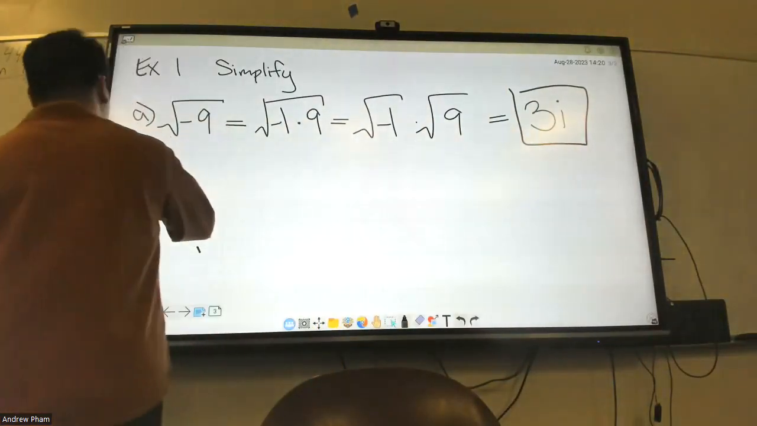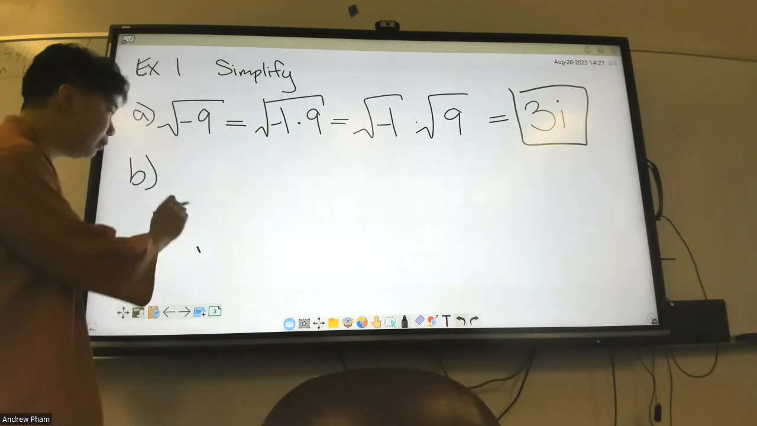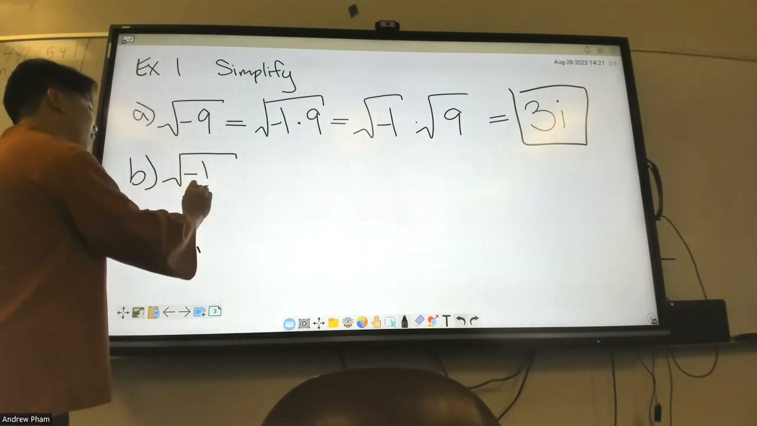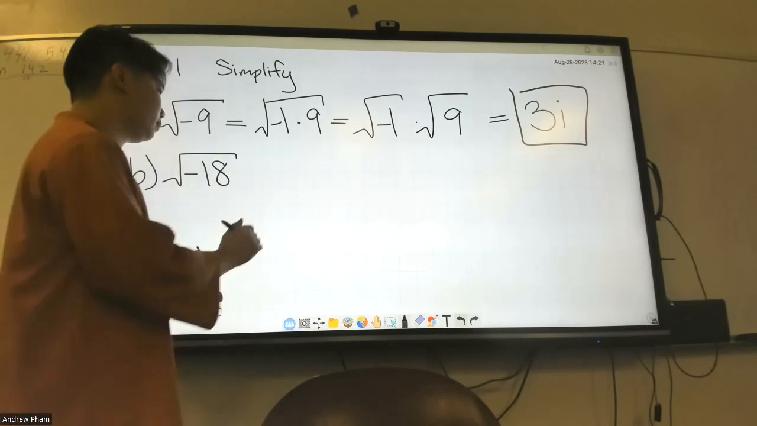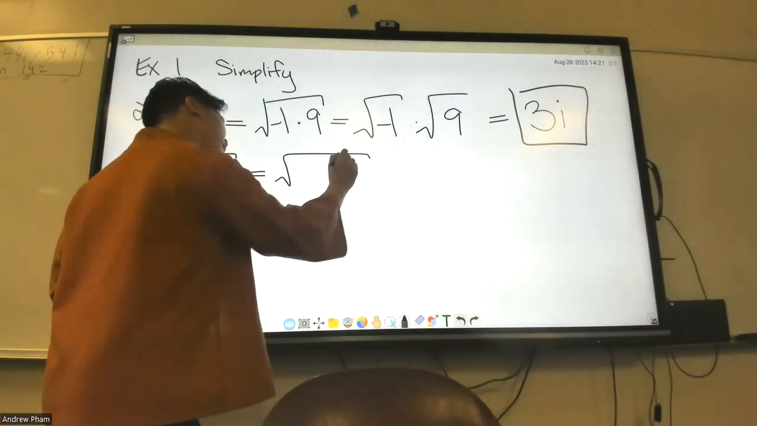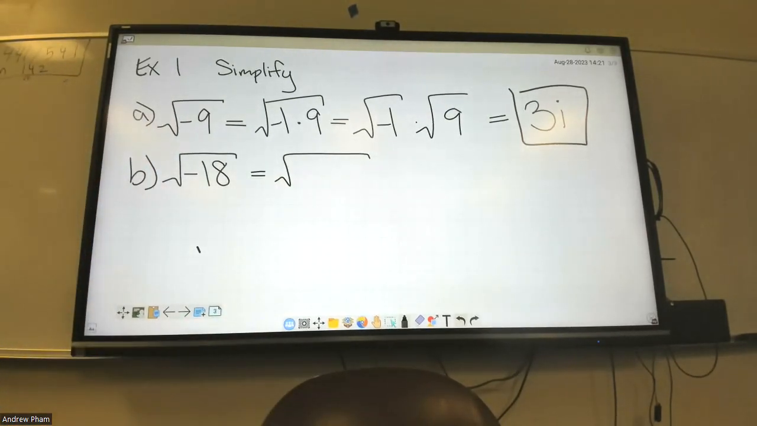All right, so let's go ahead and do part B. Let's do the square root of, let's do something that's not a perfect square root. Negative 18. So take a moment, see if you can do this one. Start off by saying, is there a way I can break up 18 to make it into a perfect square root and something else? So how can you make 18 partially into a perfect square root? That's one way we can think of this.